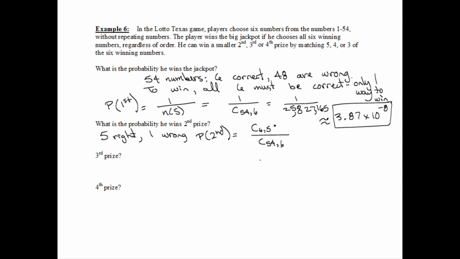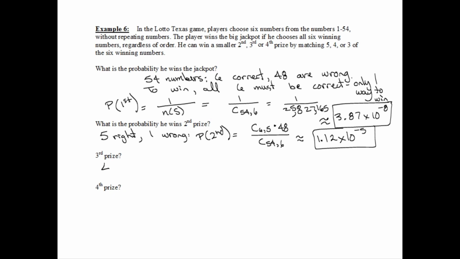How many ways are there to choose 1 wrong number? 48, because we have 48 wrong numbers that we could choose from. So here we end up with 1.12 times 10 to the negative 5. That's for second prize.